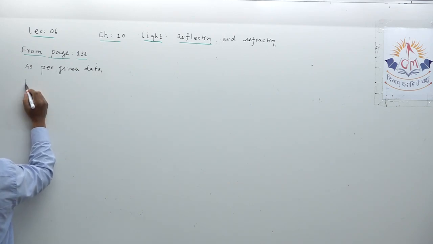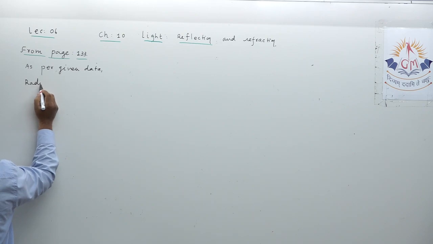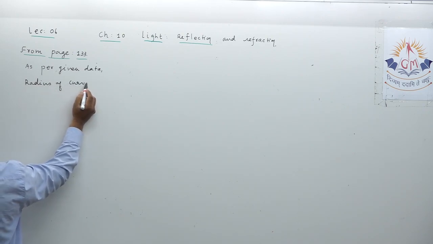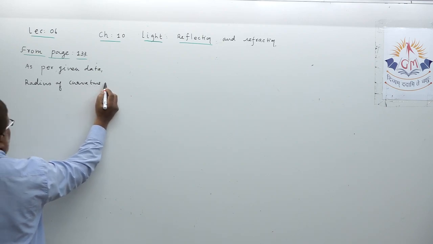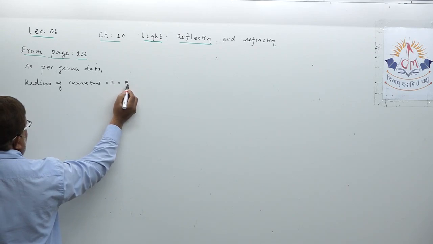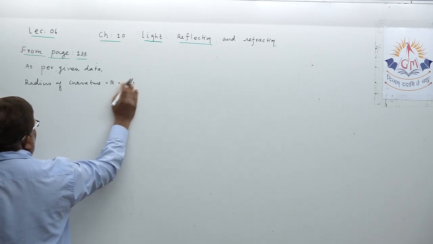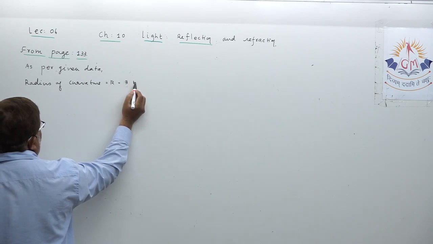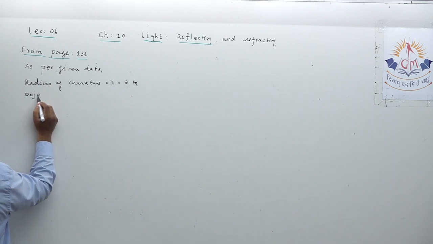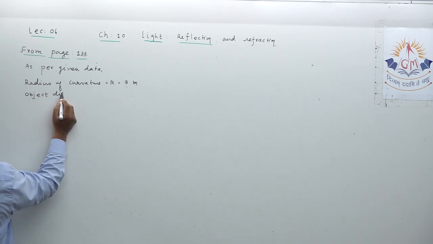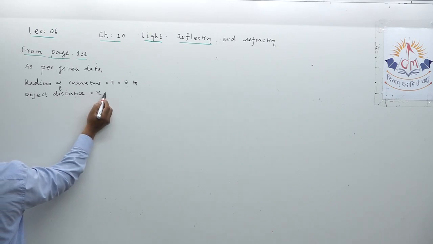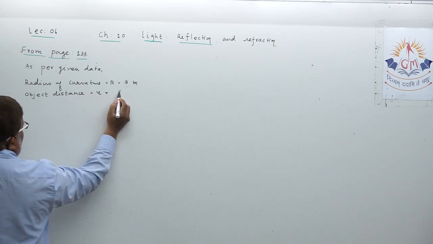What is given, dear student? Radius of curvature. What is radius of curvature? Symbolized as R, it is given 3 meter. What is given? Object distance is also given. Object distance, that is U. What is object distance? 5 meters.